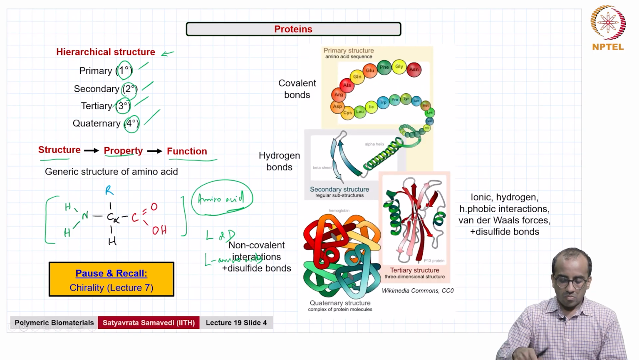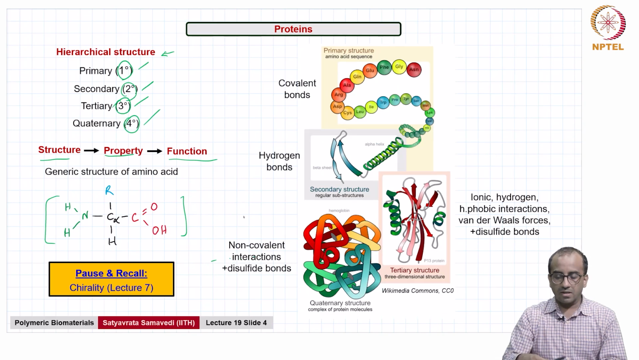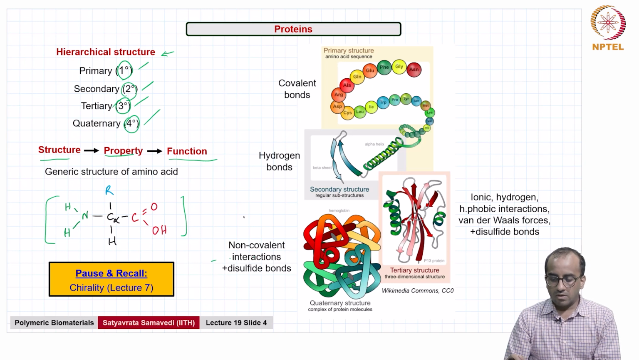Now, shown here is a cartoon or a schematic of all four levels of protein structure. While we will look at each of them in more detail in subsequent slides, this is a good snapshot of the different levels of protein organization based on the nature of interactions.